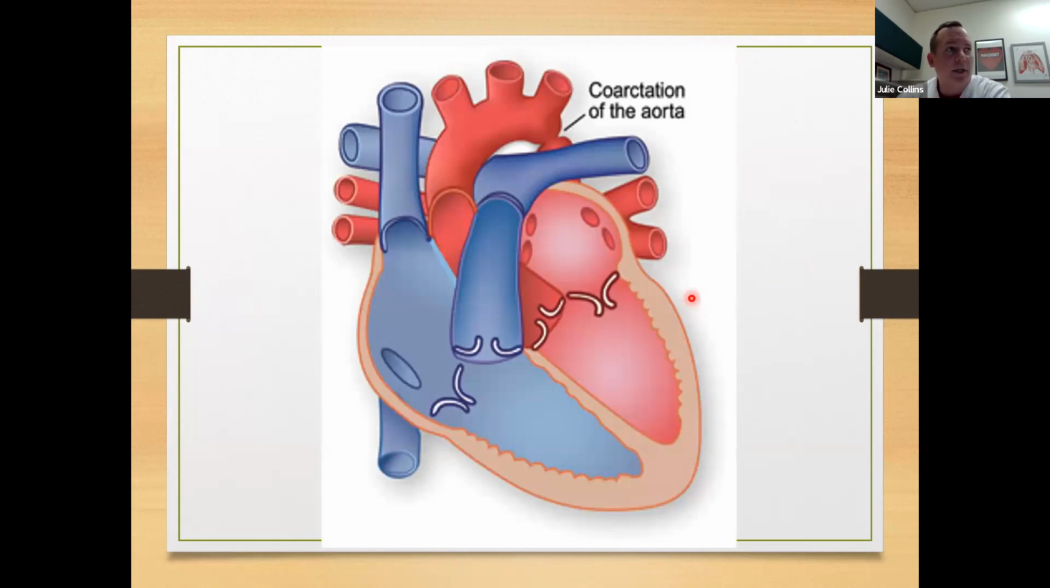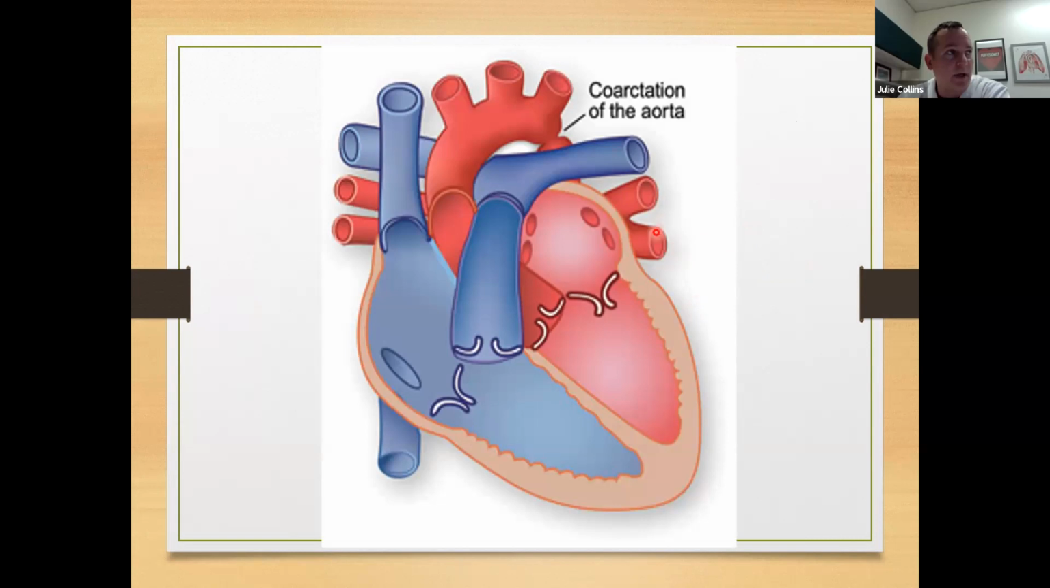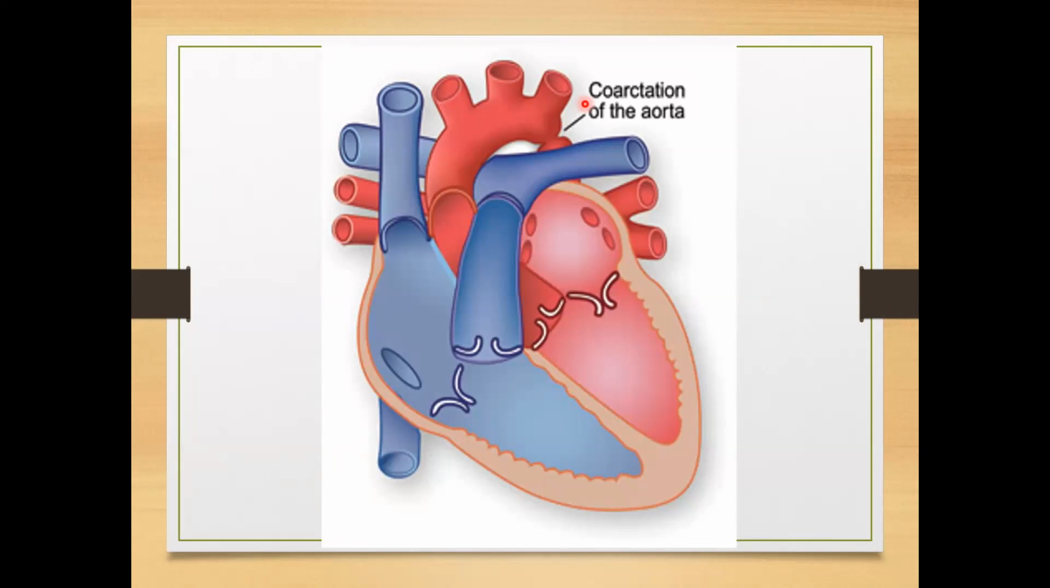What's the problem with coarctation? Narrowing of the aorta. Okay, it's a narrowing of the aorta. What's it physiologically doing here? Not allowing oxygenated blood to be systemically shunted down within the aorta. So it's cutting off the blood flow of oxygenated blood.